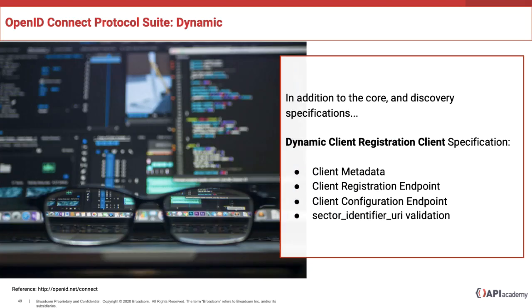The Dynamic Client Registration specification defines how an OpenID Connect relying party can dynamically register with the end user's OpenID provider, providing information about itself to the OpenID provider and obtaining information needed to use it, including the OAuth 2 client ID for this relying party. The spec covers the following topics: client metadata, client registration endpoint, client configuration endpoint, sector identifier URI validation. This spec also rounds out the dynamic suite of OpenID Connect specs.